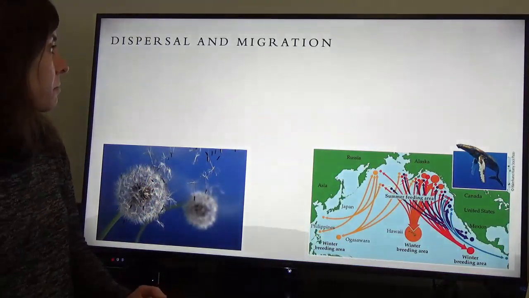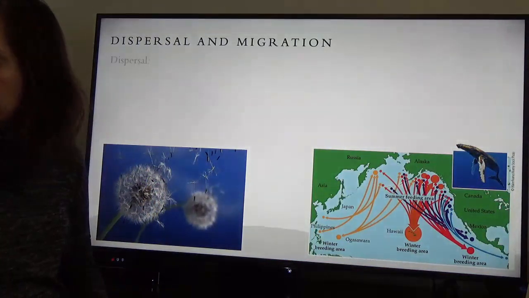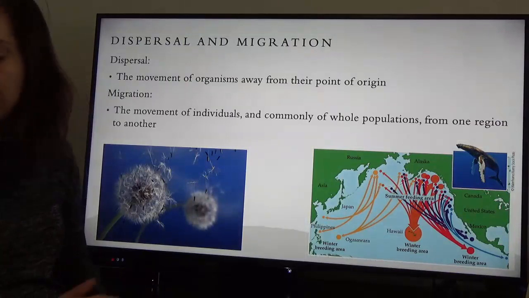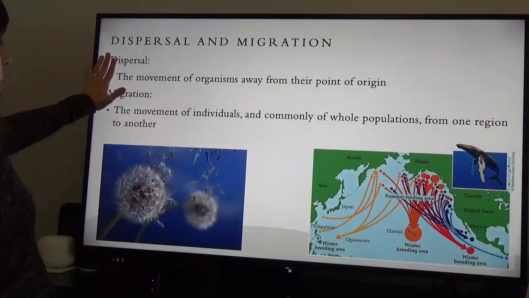Okay, so dispersal and migration. Oh, I don't know why there's all this animation on here. Sorry about that.